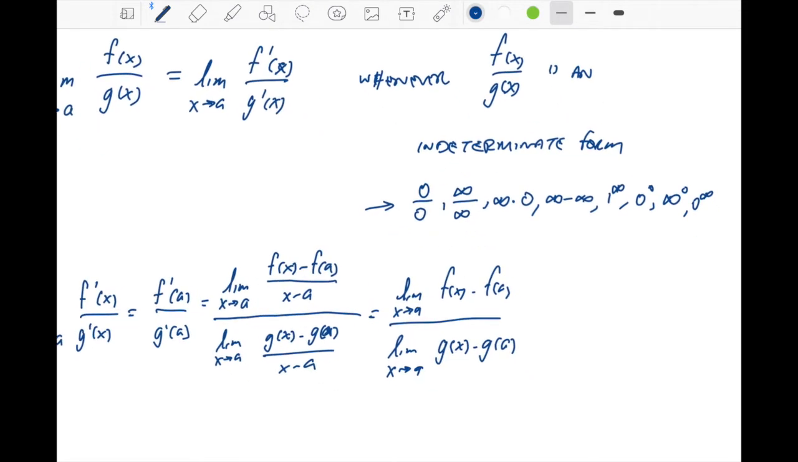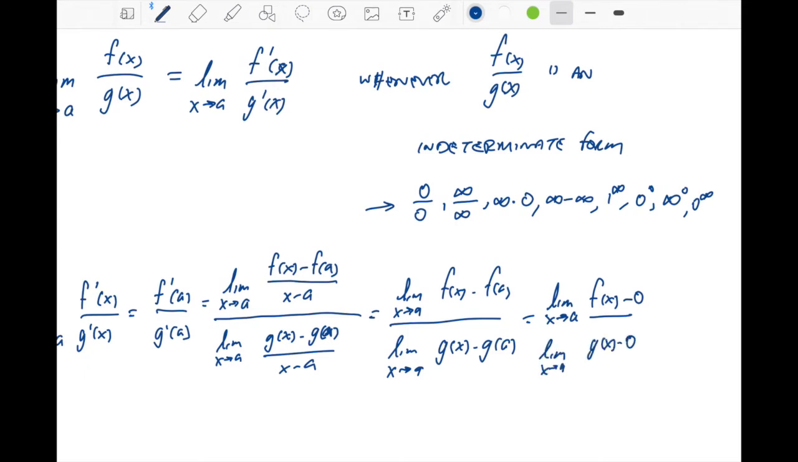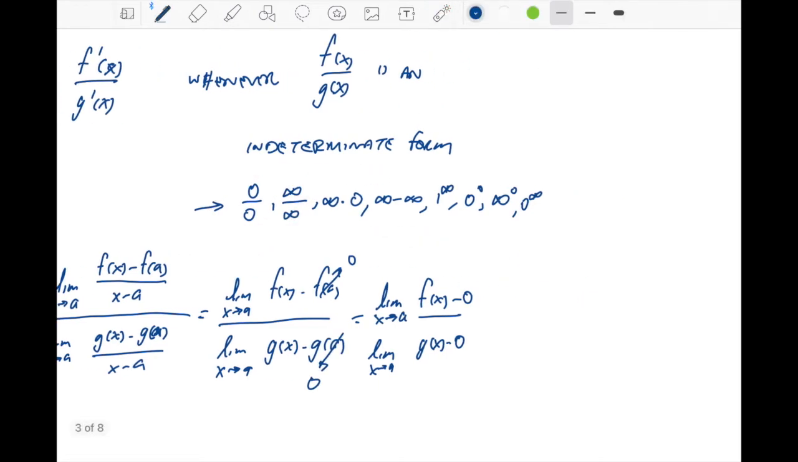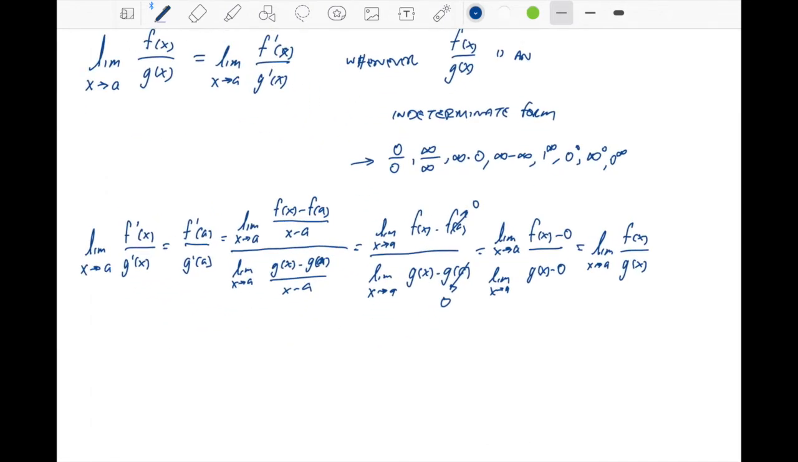And we've fallen into this because f of a is 0 and g of a is 0. The limit as x approaches a of f of x minus 0 over the limit as x approaches a of g of x minus 0. That's because each of those are 0. We have an indeterminate form. And that simply is the limit as x approaches a of f of x over g of x. There's our connector.